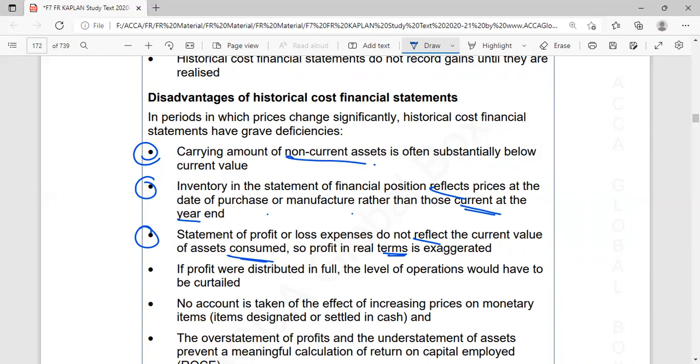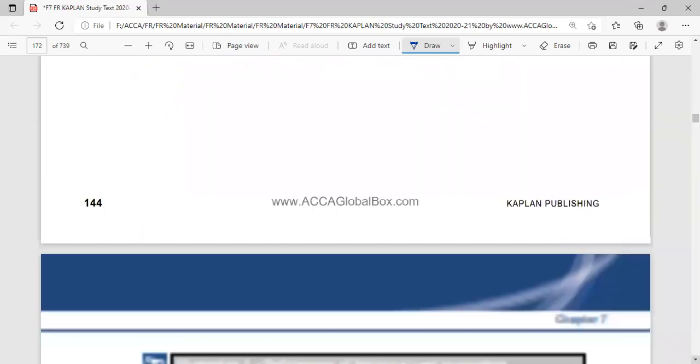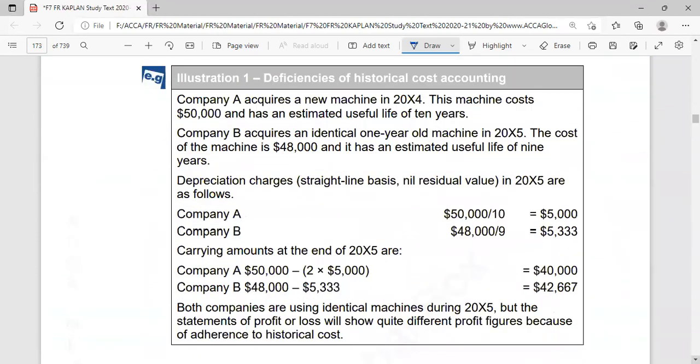If the profits are distributed in full, the level of operation would have to be curtailed. No account is taken of the effect of increasing prices on monetary items, and the overstatement and understatement of the profit prevent a meaningful calculation of the return on capital employed. So these are all drawbacks relating to historical cost accounting.